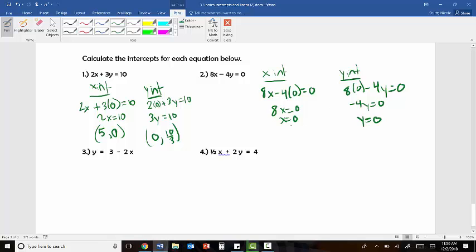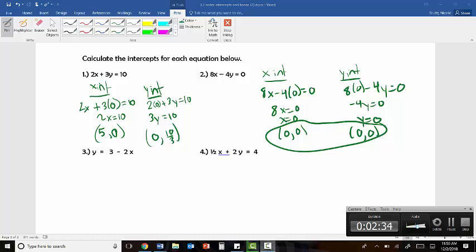All right, so we got 0 for both of these. So that means that your intercept is actually the origin for both of them. So your x and your y-intercept is at the origin. So go ahead and try 3 and 4 on your own, and then I'll post answers.